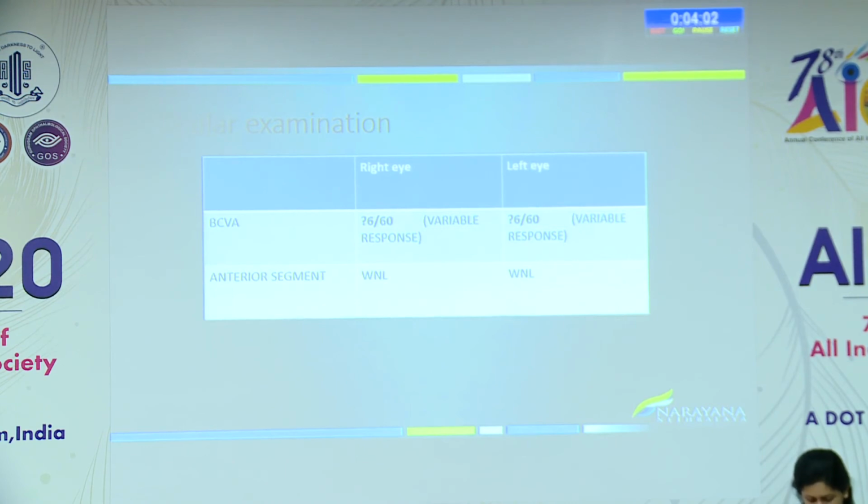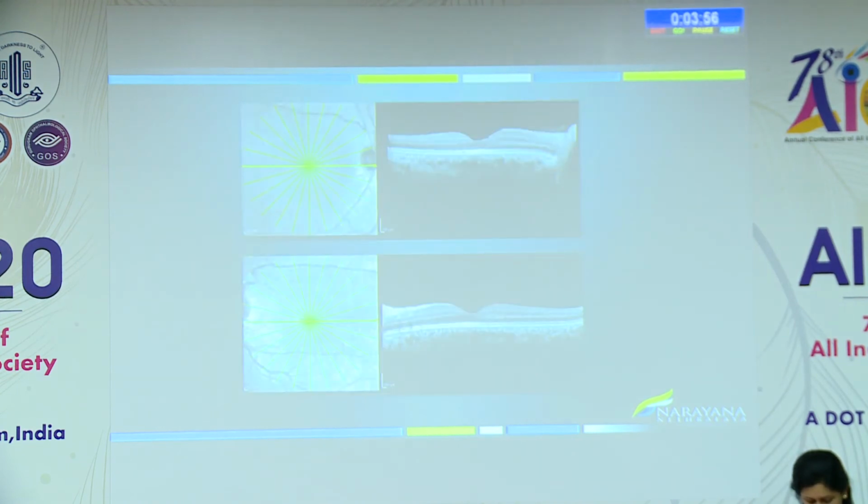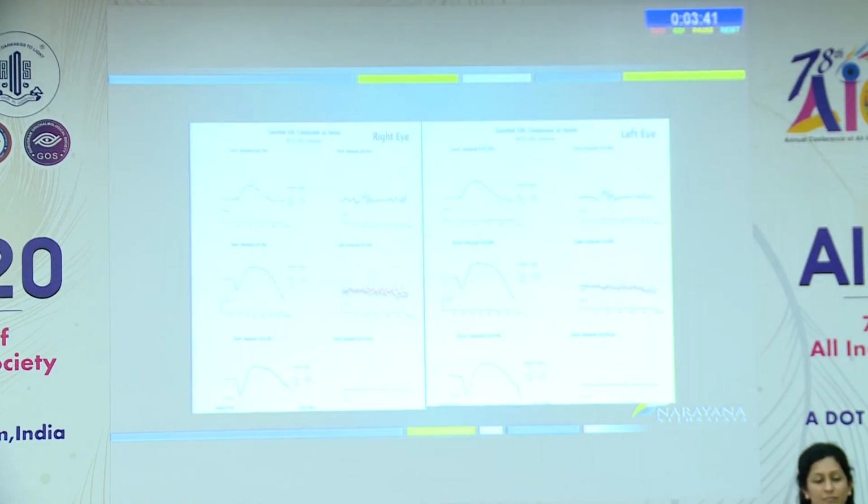She says, I am normal, I don't have any issues. This is her fundus, absolutely normal. OCT again normal. Autofluorescence again normal. We thought maybe malingering. But we should never label a patient as malingering without doing an electrophysiological test. So we did an ERG.